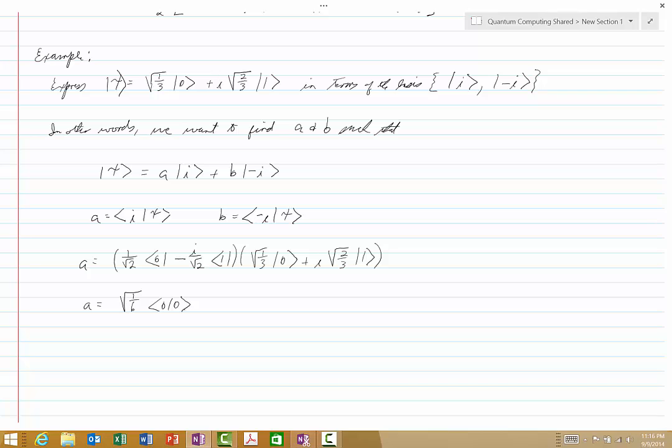We don't even have to worry about those because we know we get 0. And then the 1 1 term will be minus i over square root of 2 times i square root of 2/3. So we will get minus i times i is 1, so plus square root of 1/3 times 1 1.